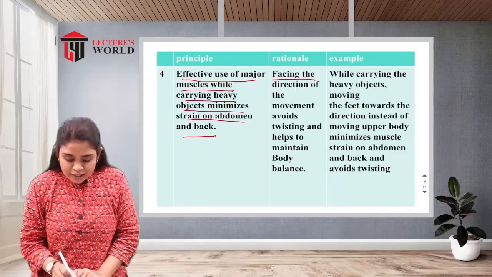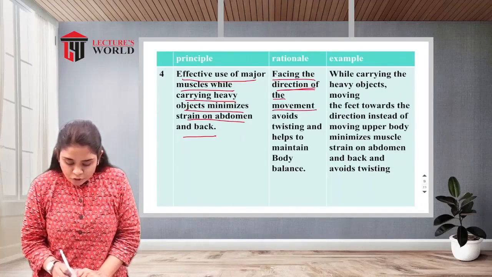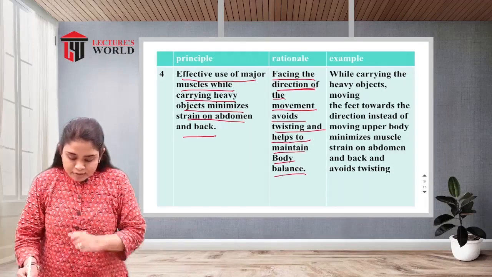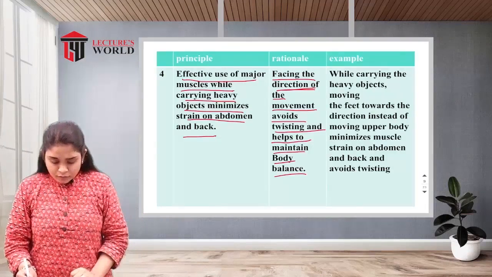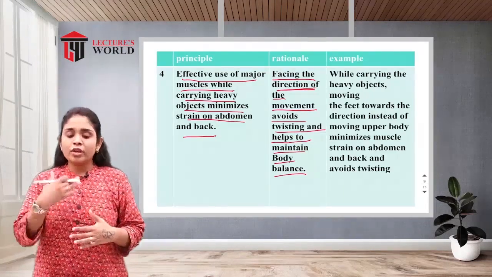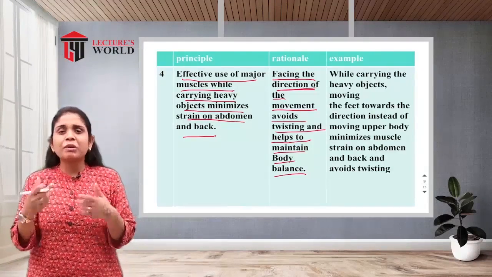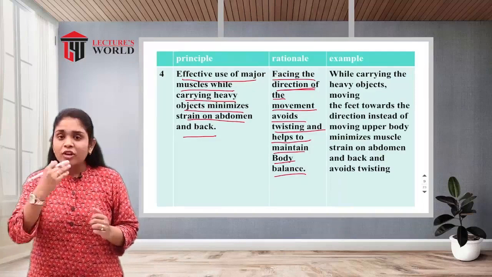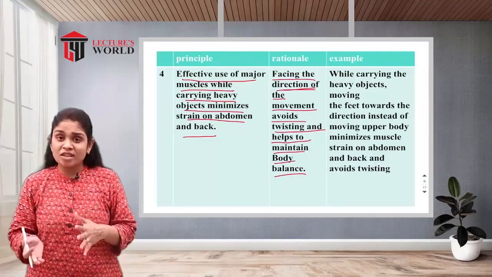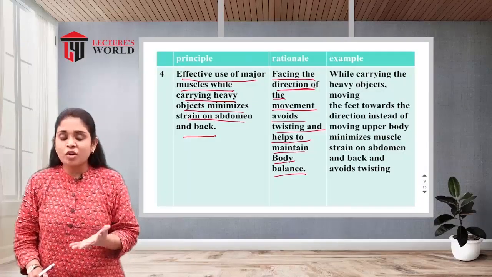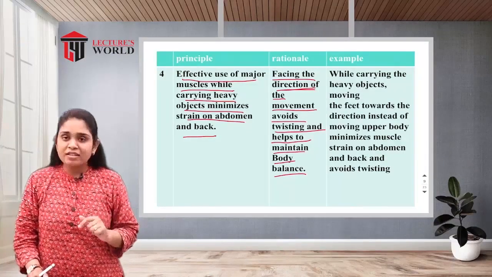So facing the direction of the movement avoids twisting and helps to maintain body balance. So facing the direction where I want to move, okay, if I want to go straight, make sure you are maintaining your movement and your direction very easily. Okay, if you are not keeping that, maybe twisting can also be there. So it can avoid the twisting, and help to maintain the body balance.